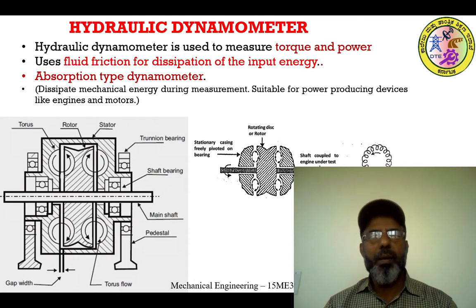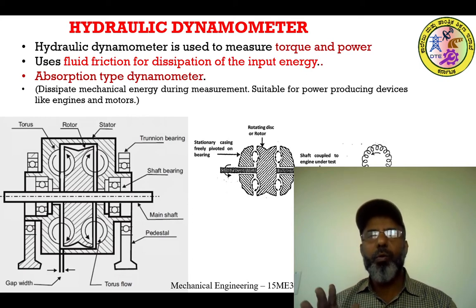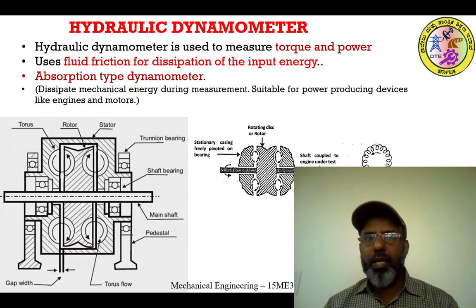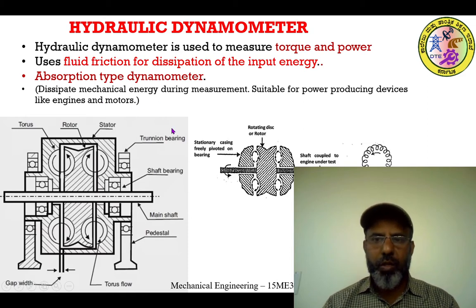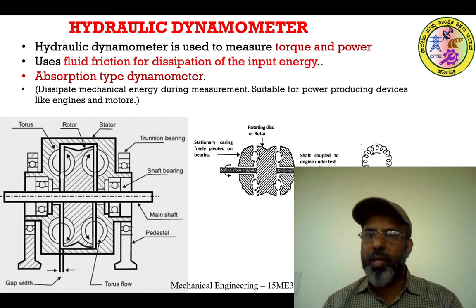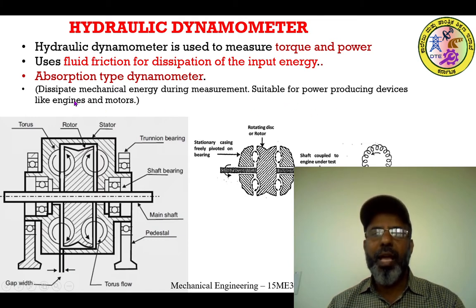Whereas in driving type dynamometer, while the shaft is in rotation, we are going to measure the torque or the power. Here, in case of hydraulic dynamometer, after stopping this shaft, we are going to measure the torque or the power. And absorption type dynamometers are generally employed for measurement of horsepower in IC engines and electrical motors.